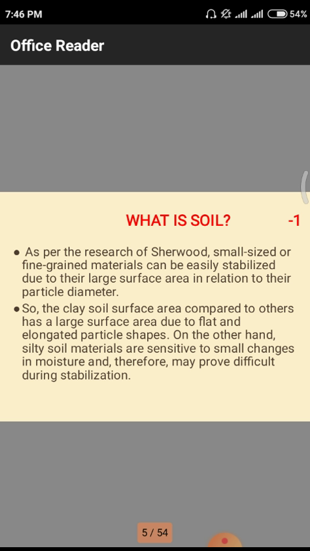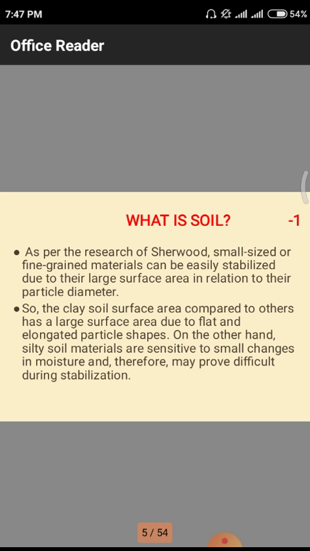On the other hand, silty soil material is also sensitive to small changes in moisture, and therefore it may prove difficult during stabilization. So every particle and different quantity of substances has a different nature when it comes to stabilization. Whenever we have to do stabilization for a sandy area, we have to go for one stabilization method. If we have to stabilize gravel land, in those conditions we require another method of stabilization.